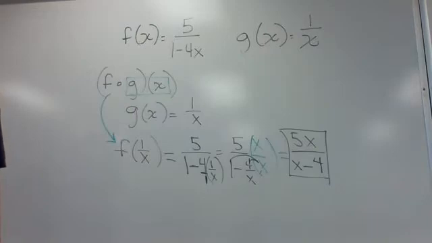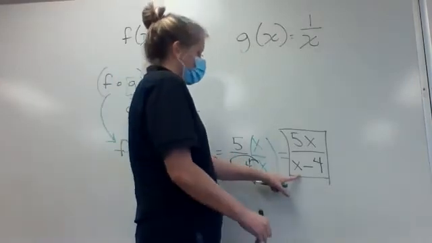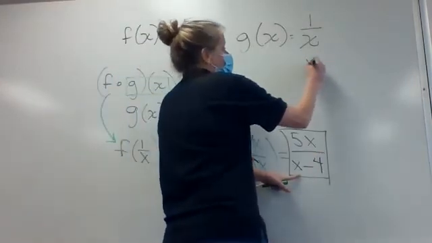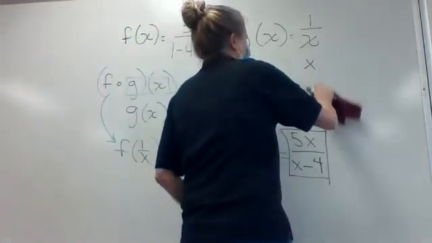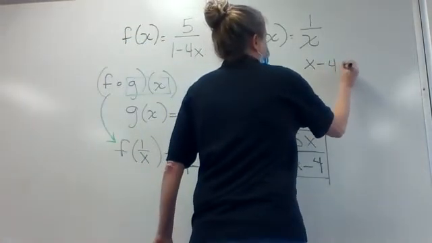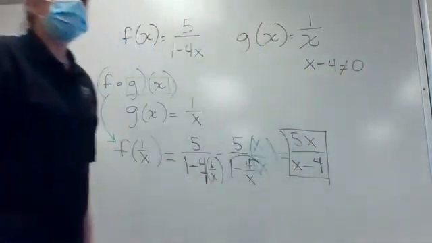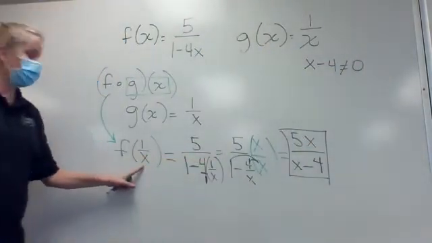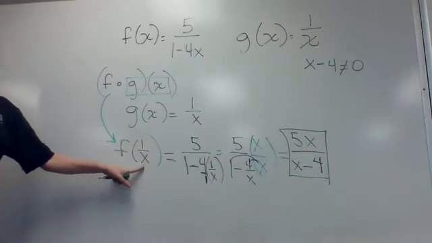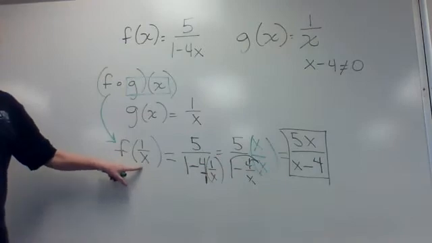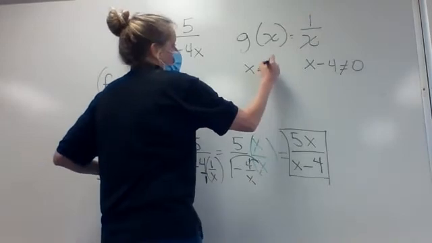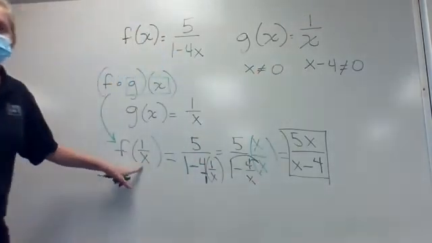Domain. I got restrictions. I look at my final answer. So this denominator can't equal 0. So x minus 4 can't equal 0. And where else do I look for a restriction? Where you plugged in to get to your final answer. So this also has an x in its denominator. So you say this denominator can't equal 0.